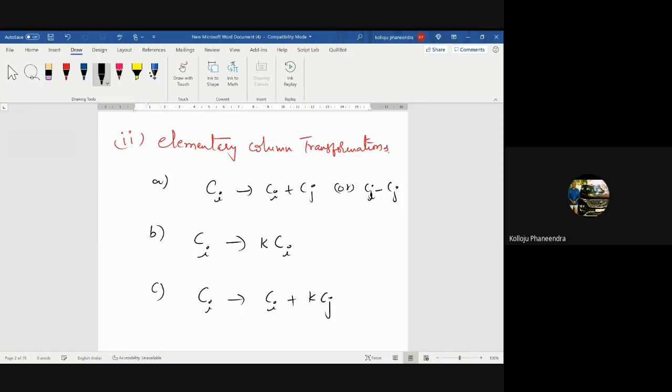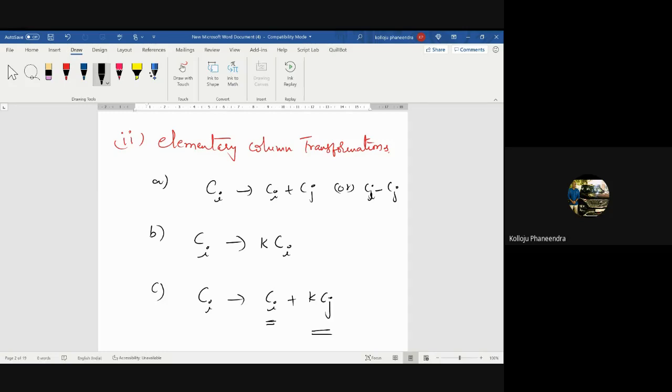That is, columns of Cj are multiplied by a constant k and added to the ith column. The change belongs to what? Always, whatever you write first, the change belongs to that respective row or column. These are called elementary row transformations and column transformations.